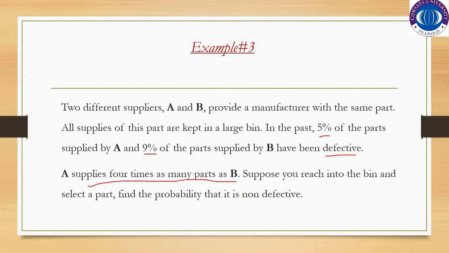What is this statement saying to us? It is saying that the supplies given by A are 4 times as many as B. Suppose you reach into the bin and select a part. Find the probability that it is non-defective.